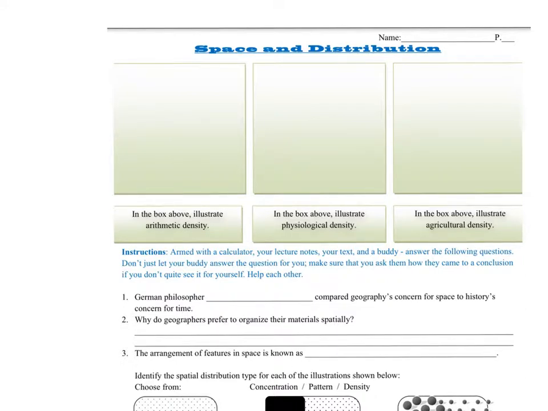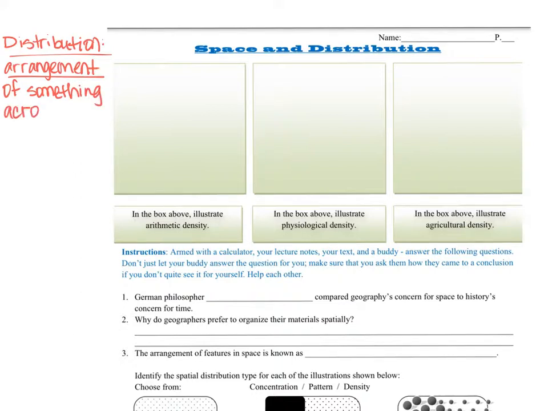those two. So I'm just going to add a definition for both of those here at the top of your page. So just write this at the very top. Okay, so the first one, distribution. When we talk distribution, it is the arrangement of something, and in this case, people, across Earth's surface.